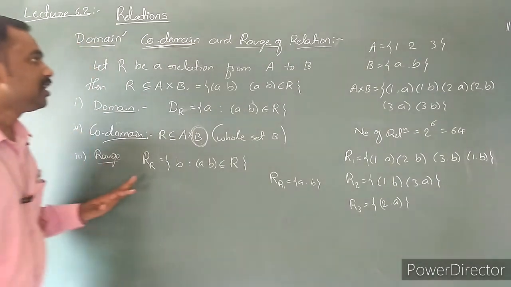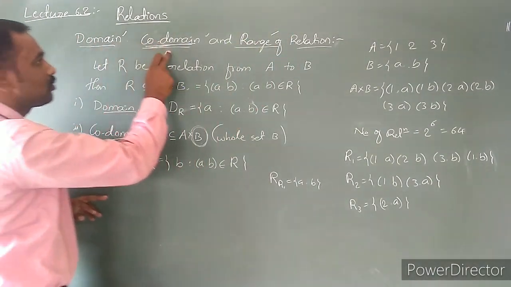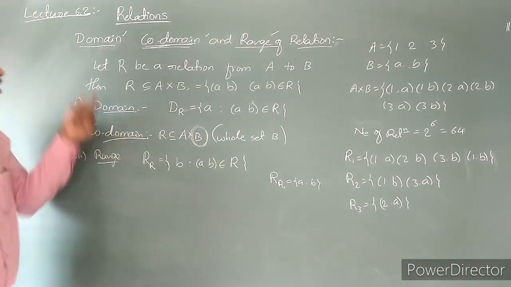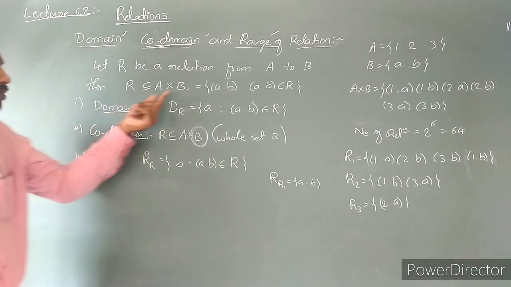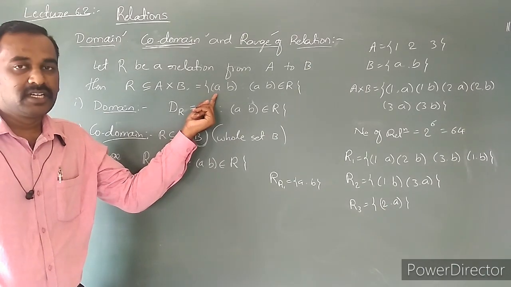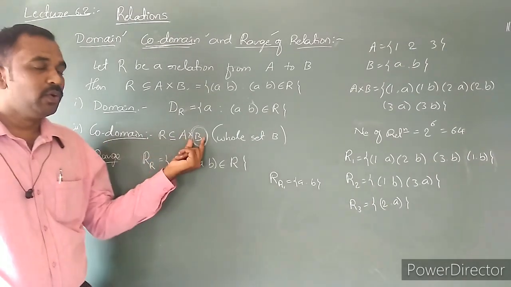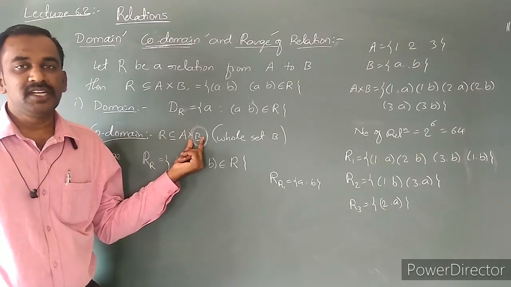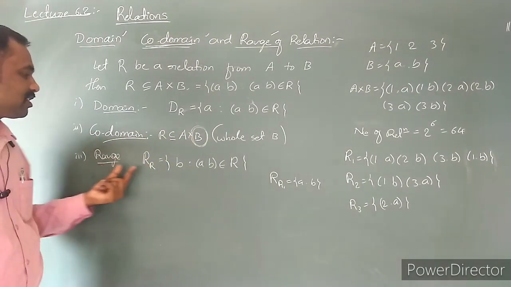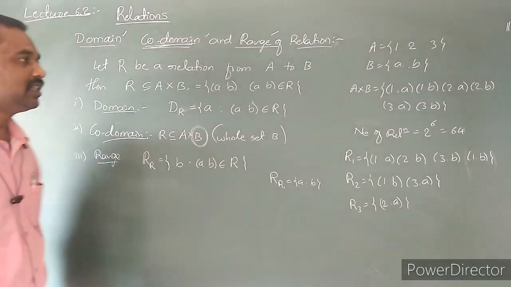Is that clear? Here we got the 3 points. What are the 3 points? Domain, codomain, and the range. What is the domain? Domain is nothing but the first element of the ordered pair in a given particular relation. Codomain is nothing but the whole set B. And range is nothing but the second element of the ordered pair, said to be the range of the relation.